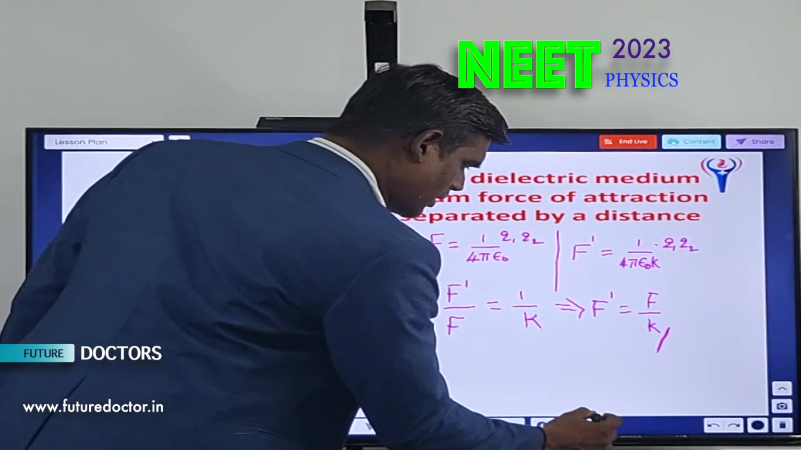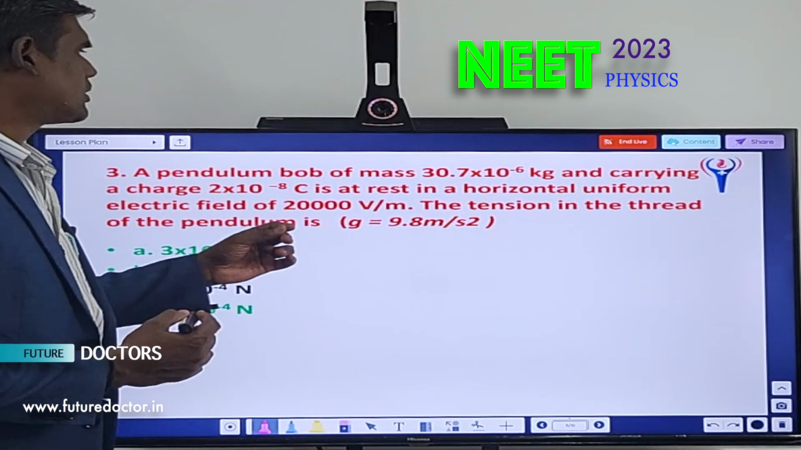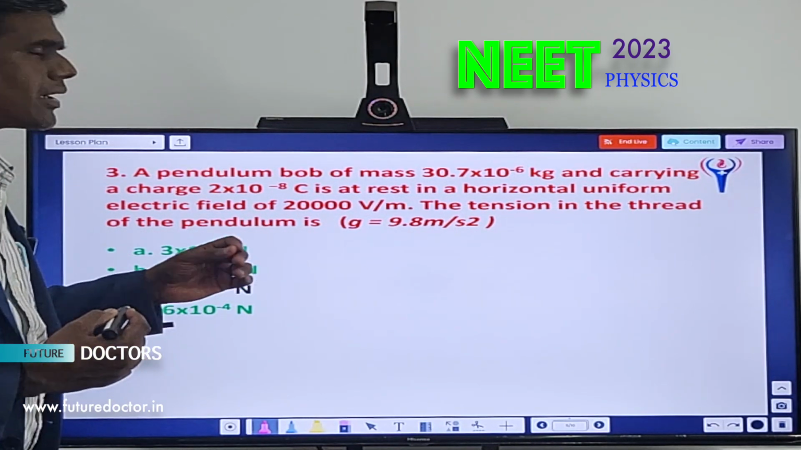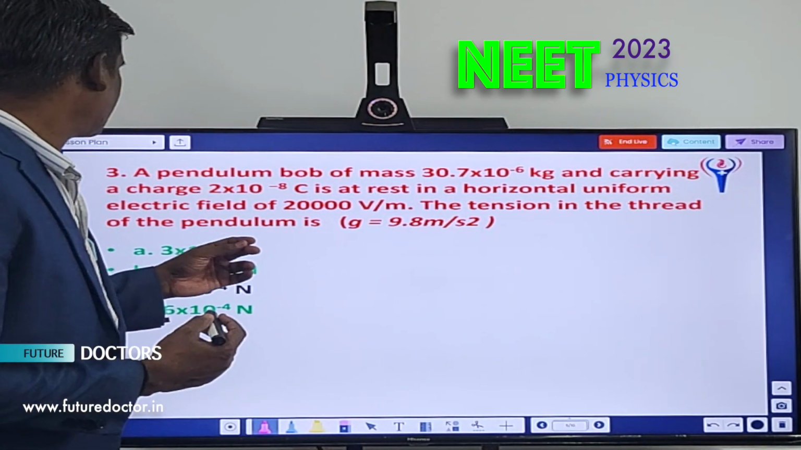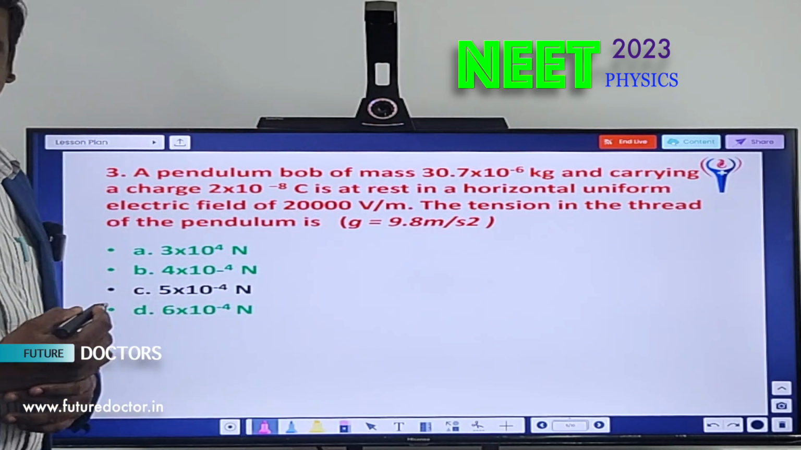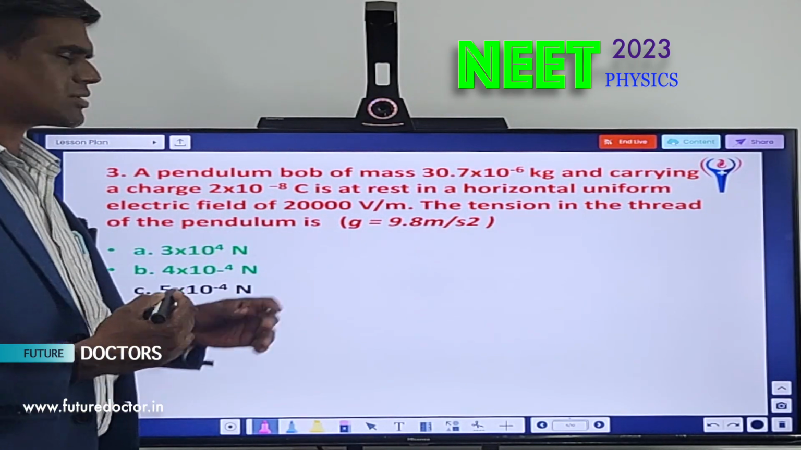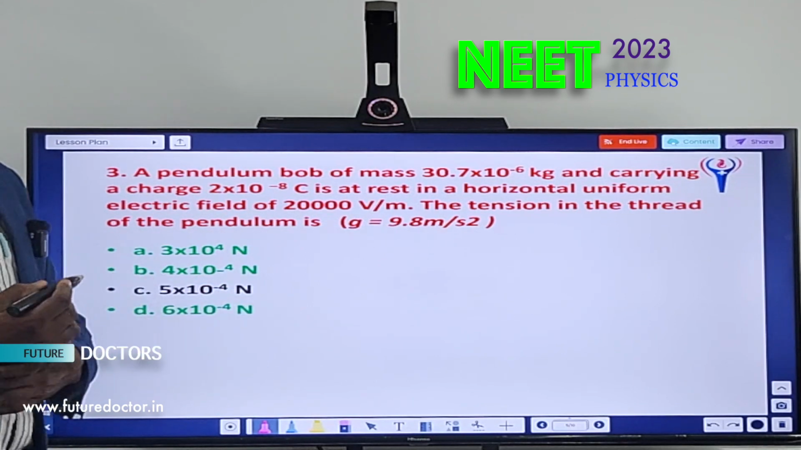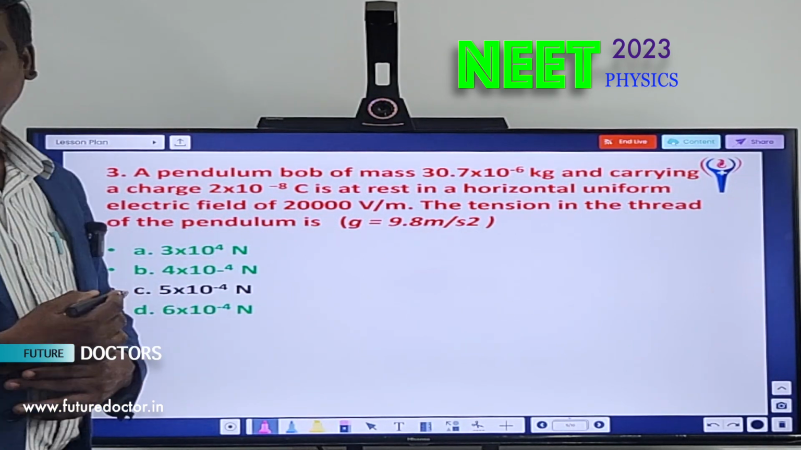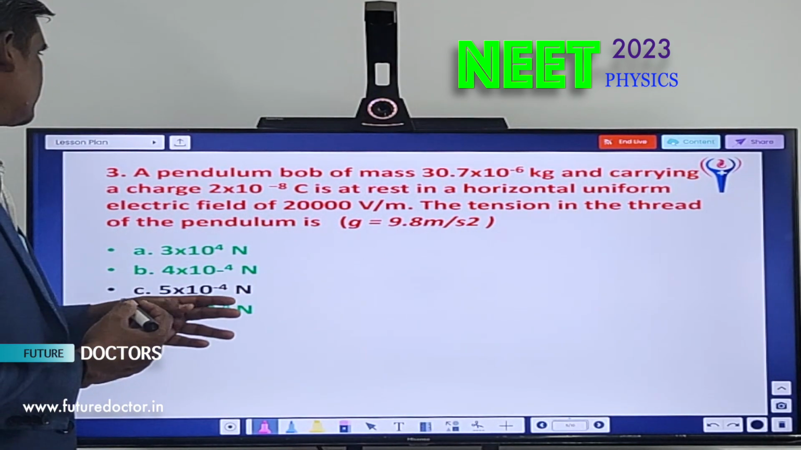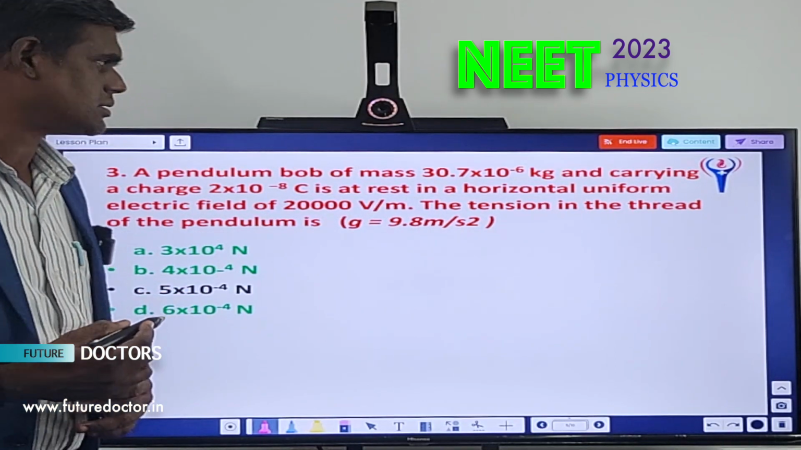Let's move to question number 3. A pendulum bob of mass 30.7 into 10 power minus 6 kilogram and carrying a charge 2 into 10 power minus 8 coulomb is at rest in a horizontal uniform electric field of 20,000 volt per meter. The tension in the thread of the pendulum is dash.